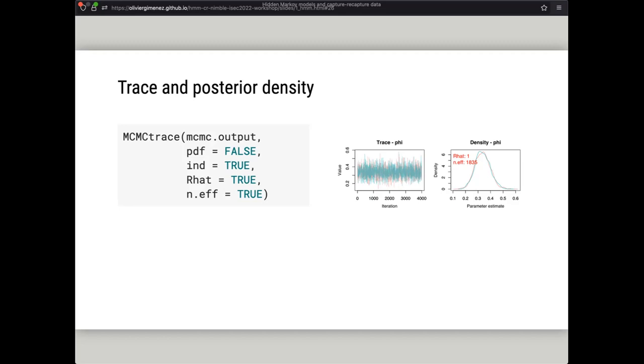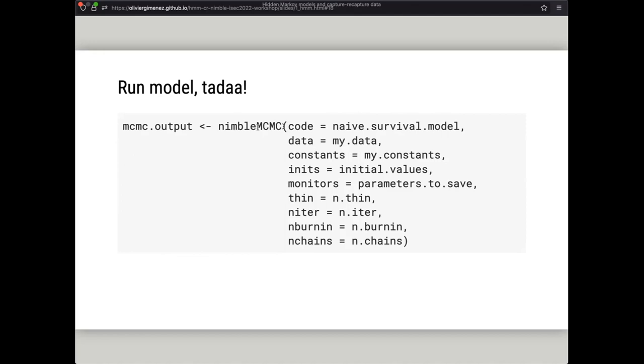So it's very similar to JAGS, at least when you use this function, nimbleMCMC. It's supposed to mimic what you would do with JAGS or WinBUGS within R. When you call WinBUGS or JAGS here, it's the same thing, okay? So it's very convenient and kind of easy to use once you've defined all the ingredients: the model, the data, the constants, initial values and everything, right? Okay.